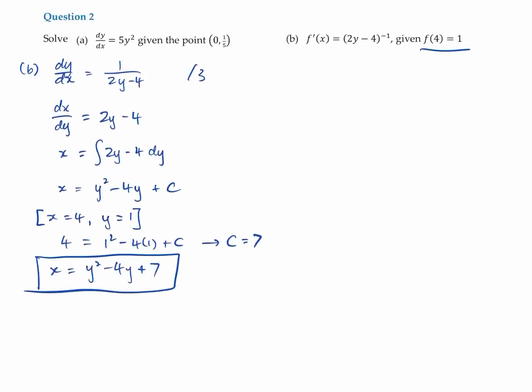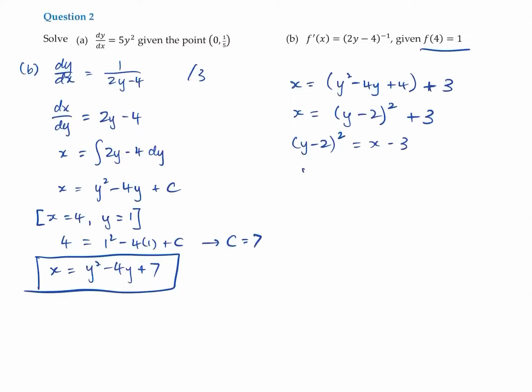Okay, let's make y the subject. It's just algebra now, not calculus. So we'll get x equals y squared minus 4y plus 4 plus 3. So completing the square, x equals y minus 2 squared plus 3. Get y minus 2 squared equals x minus 3. y minus 2 equals plus or minus square root x minus 3. And so y equals 2 plus or minus the square root of x minus 3.